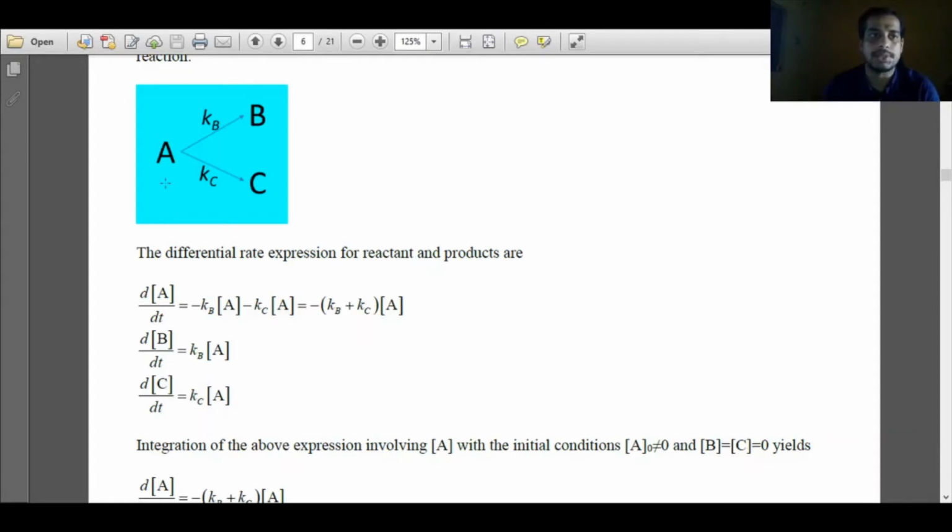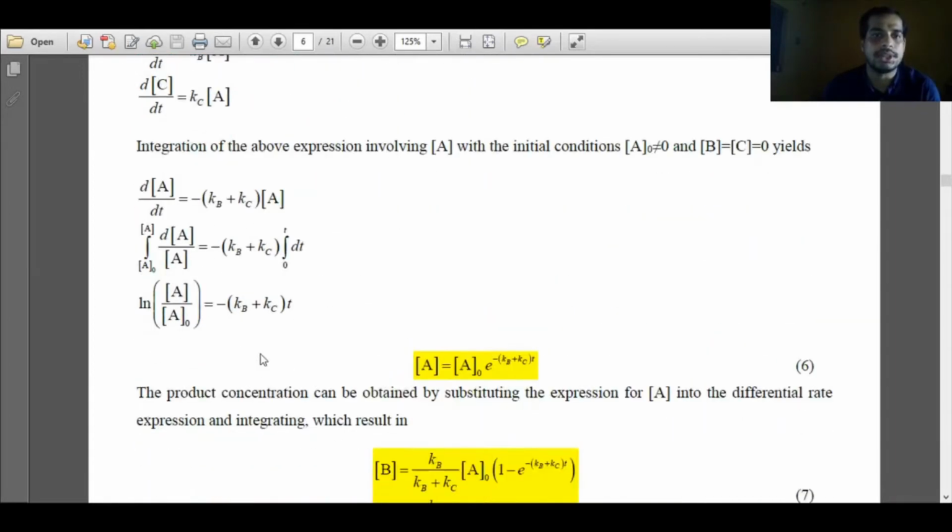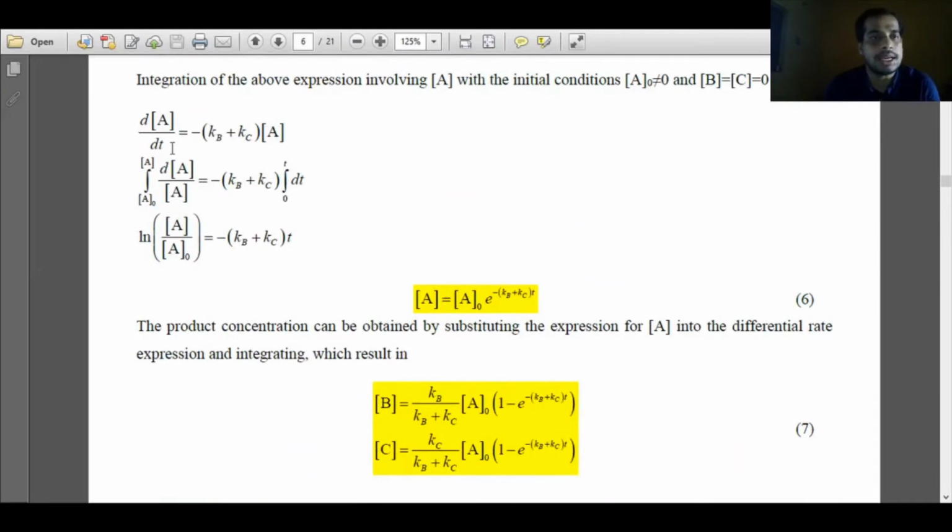Under such an assumption, we will integrate the rate law expression for reactant A to know the reactant concentration after a certain time T. The rate law expression for A looks like minus (Kb plus Kc) A. So if I rearrange the variables, I take the time variable to the right hand side and the concentration variable to the left hand side, and I integrate. As usual, my integration limit will be A0 to A, because the initial concentration of A is A0 and after a certain time it is A, and the time variable will be 0 to T.